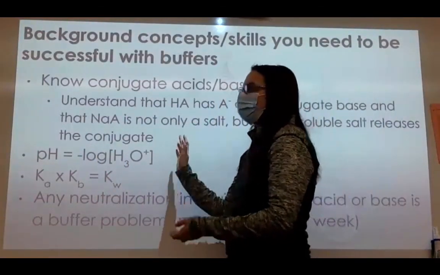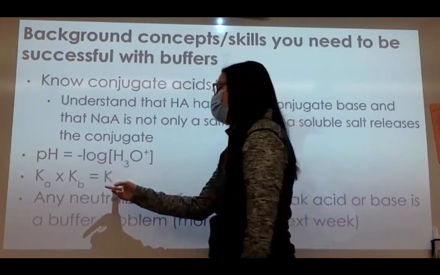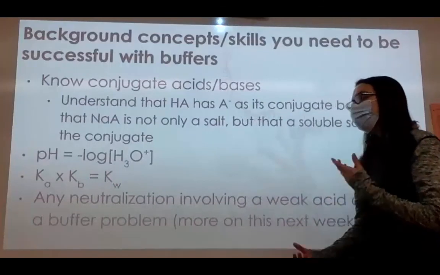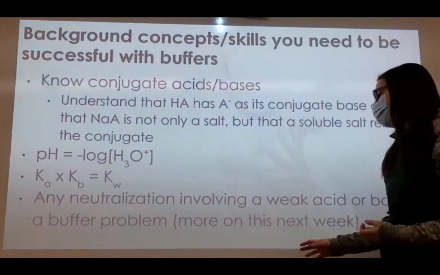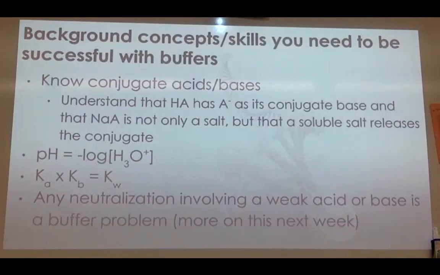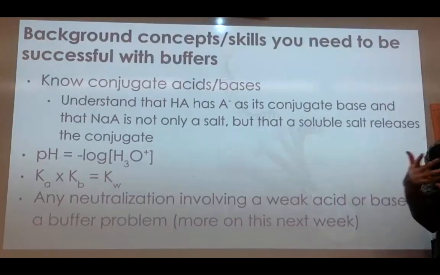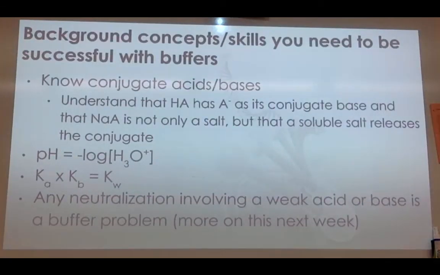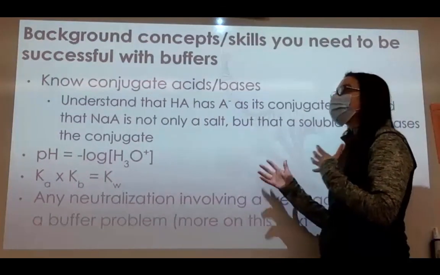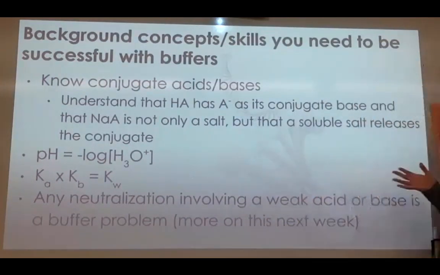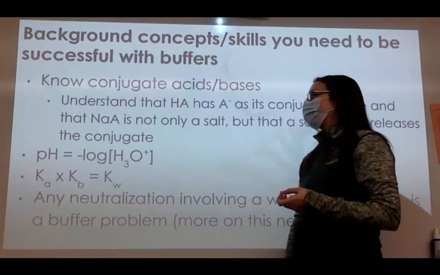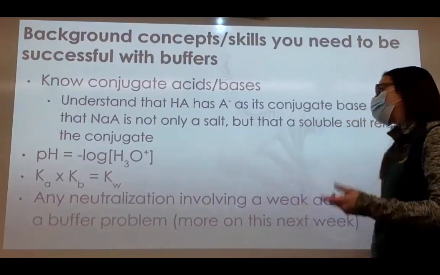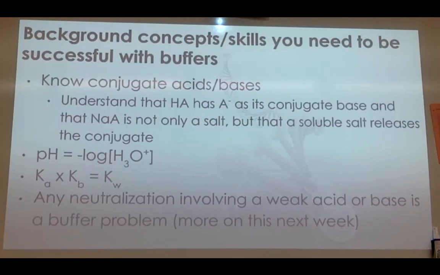Make sure you can calculate pH, which hopefully we've been doing. Don't forget the idea that Ka times Kb equals Kw. And then, any neutralization that has a weak acid or base results in a buffer problem. And we'll look at this more next week, and we'll tie this in when we look at titrations as well. But these are just some background skills. So if you don't really remember conjugate acids and bases, over the weekend, just look back at, I think it was the first video, 7.1, where we looked at conjugate acids and bases. Ka times Kb equals Kw is on your equation sheet.